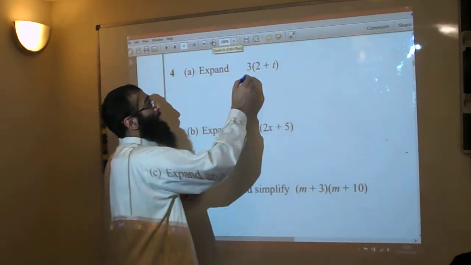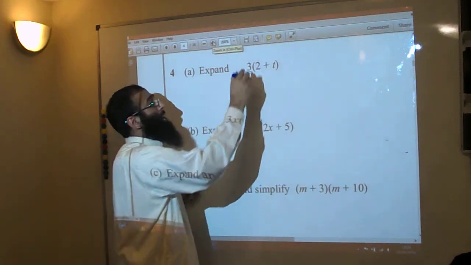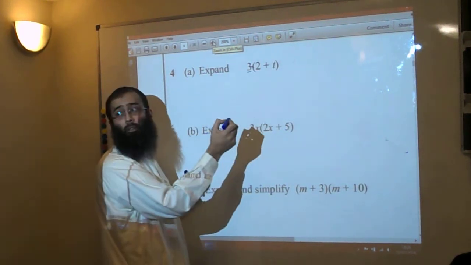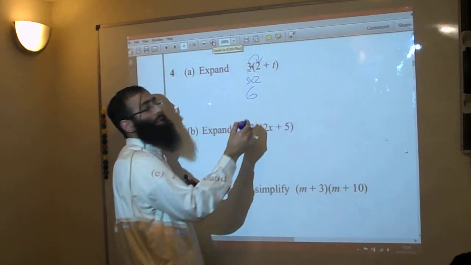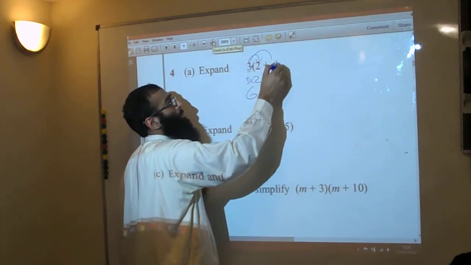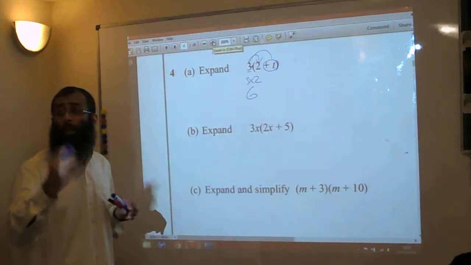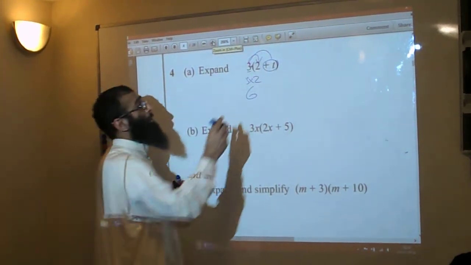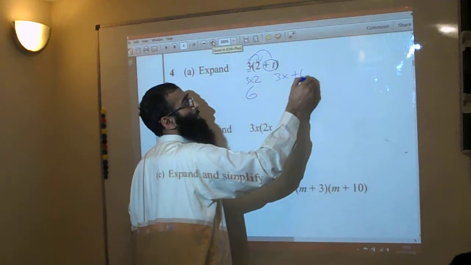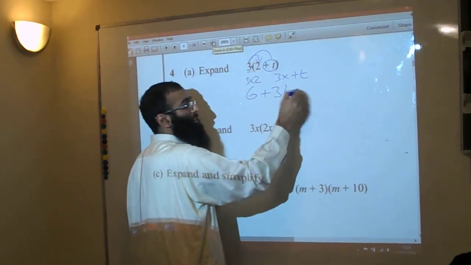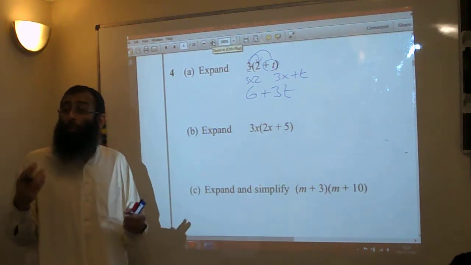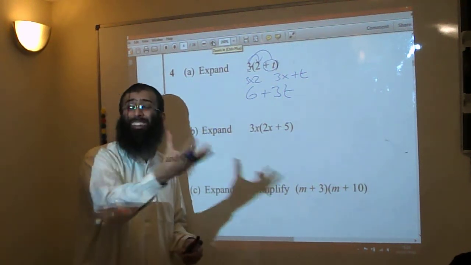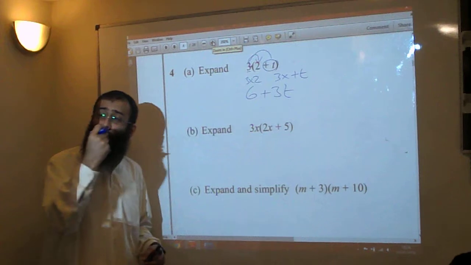So we need to multiply it. Now that 3 outside the bracket means 3 times 2. So 3 times by 2 gives us 6. And then we do 3 times by plus t. Make sure you include its sign. 3 times by plus t will give us plus 3t. That's lovely. When you say 3 times by plus t, you automatically come out with a nice answer of plus 3t. So your answer comes with your question.